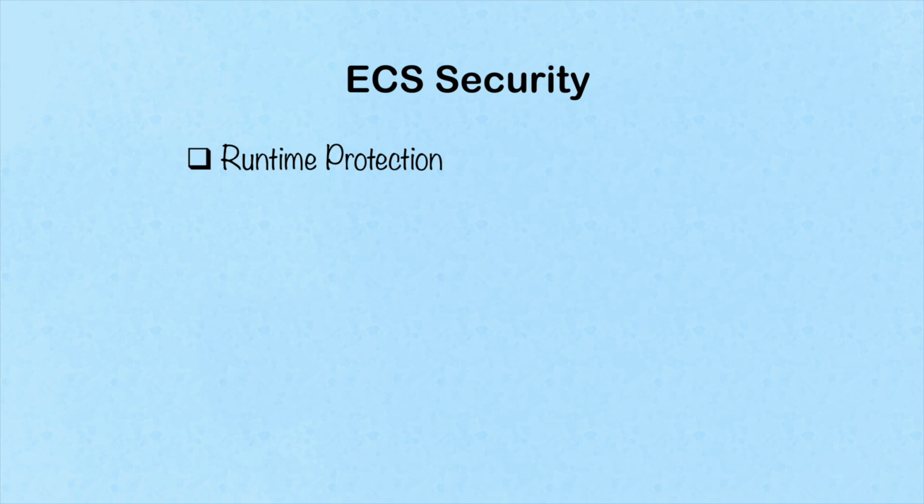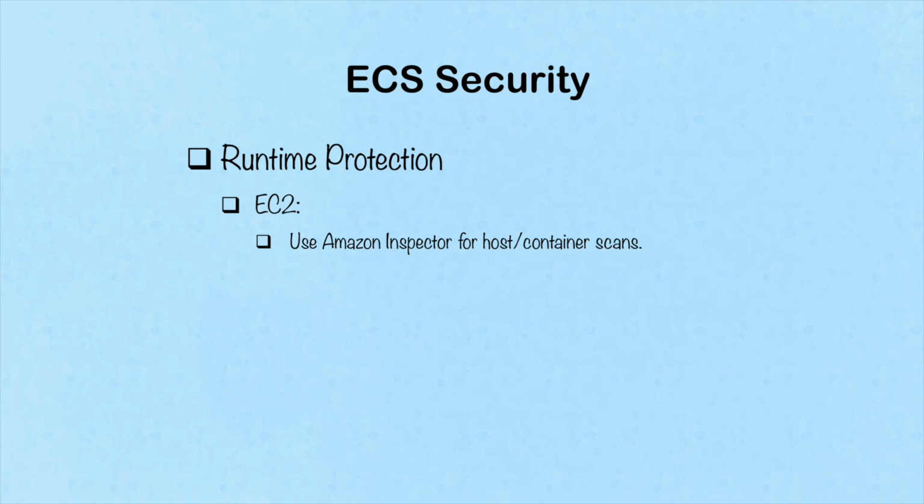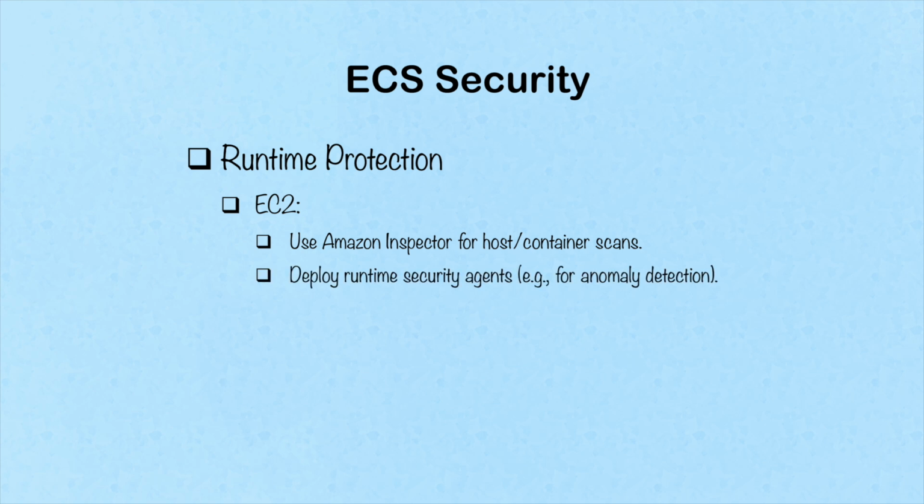Let's break down how to secure EC2 and Fargate workloads while they are running. With EC2, you're responsible for both host and container security. Start with Amazon Inspector, which automatically scans your underlying instances and container images for vulnerabilities like unpatched libraries or exposed secrets. For real-time threat detection, deploy runtime security agents directly on the EC2 hosts. These tools monitor container behavior, flagging anomalies like crypto mining processes or unexpected shell access.